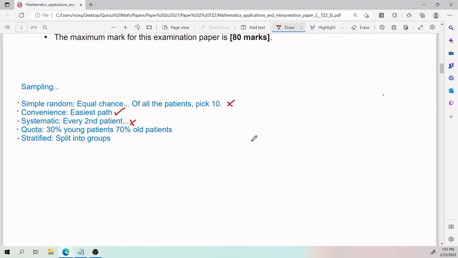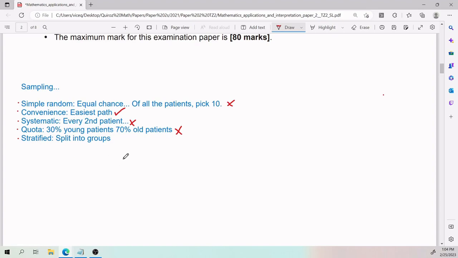Quota would be something like you want your sampling method to end up with 30% young patients, 70% old patients. In this case, there's nothing like that. Again, we are testing every single patient that walks through the door. And stratified forces you to split your population into groups, like you make a sample with the ones that come in the morning and a sample with the ones that come in the afternoon. That could be a sort of stratified thing.